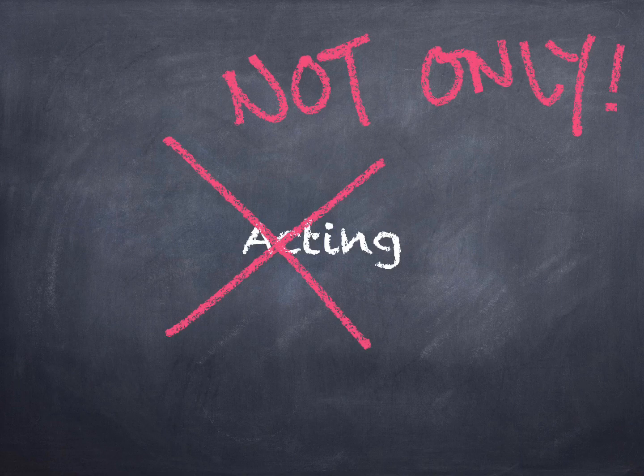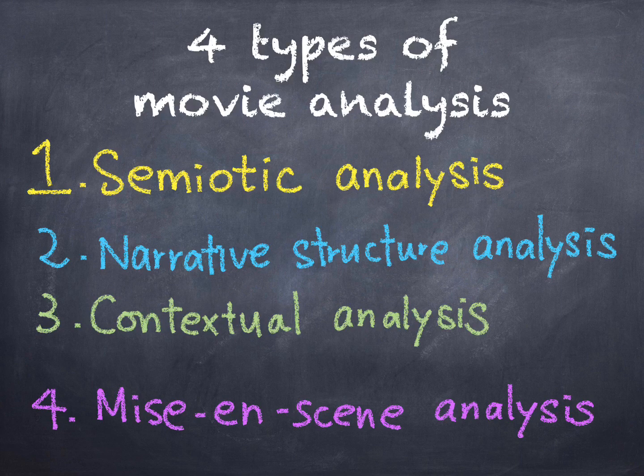Also, when we want to talk about whether it is a good movie or not, it's not just about the acting of the actors or actresses. So when we want to talk about whether a film is good or not, there are actually several ways to analyze it. The first way is called semiotic analysis, to study the symbols in the movie. And the second type is the narrative structure analysis. We look at the plot structure, how the story develops, and how the characters affect the development of the story.